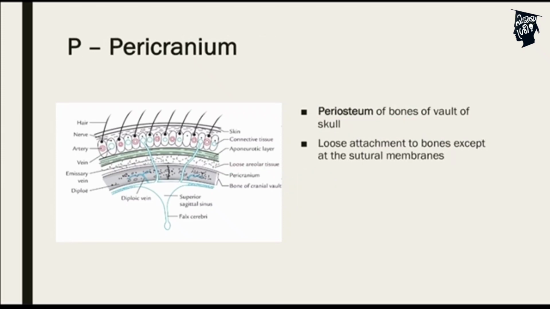Next is the final layer, which is the pericranium. The pericranium is nothing but the periosteum of the skull bone. It has loose attachment to the bone underneath, except at certain regions, the region of the sutural membranes. So we know that the bones of the skull are connected to one another by means of sutures. And at the region of these sutures, the periosteum is firmly bound to the bone.